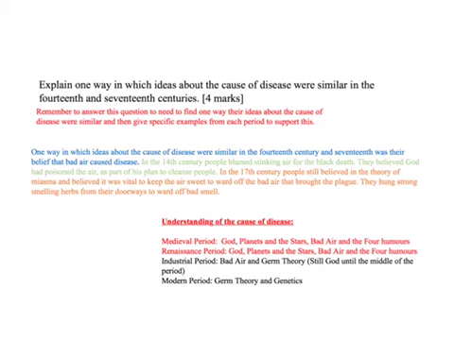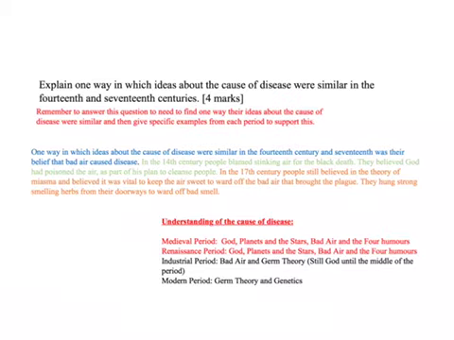Here is an example of a similarity comparison question you could find. Explain one way in which the ideas about the cause of disease were similar in the 14th and 17th century. It wants to know one way they were similar, and it wants you to give specific examples. As you can see, we've got our revision tactic below, and if we've used it well, we will know a similarity between the cause of disease in the medieval period and Renaissance.